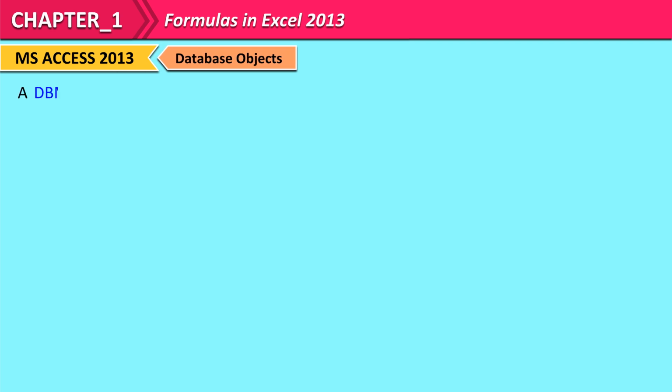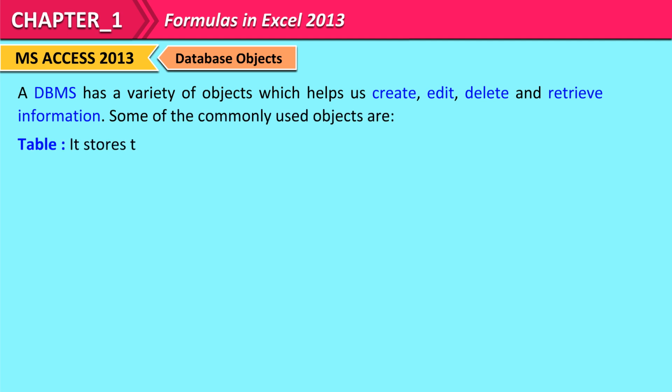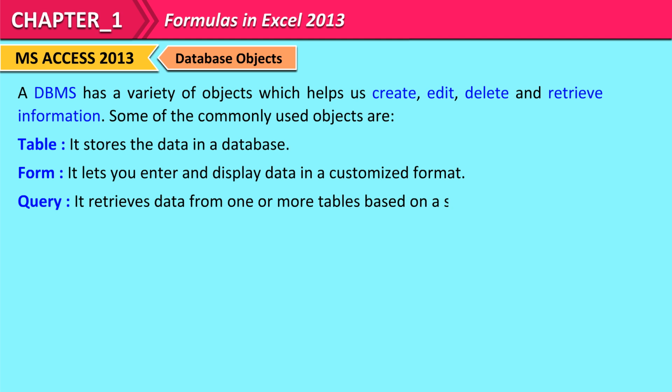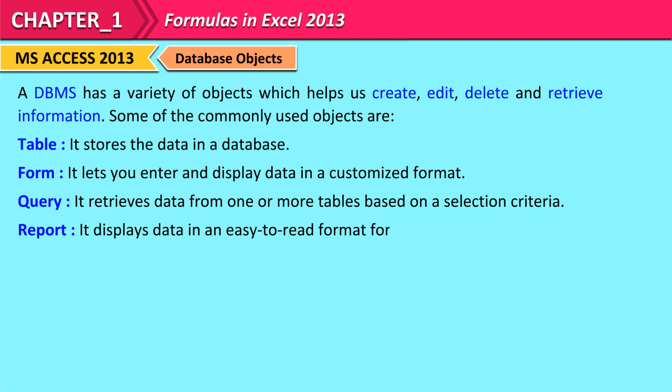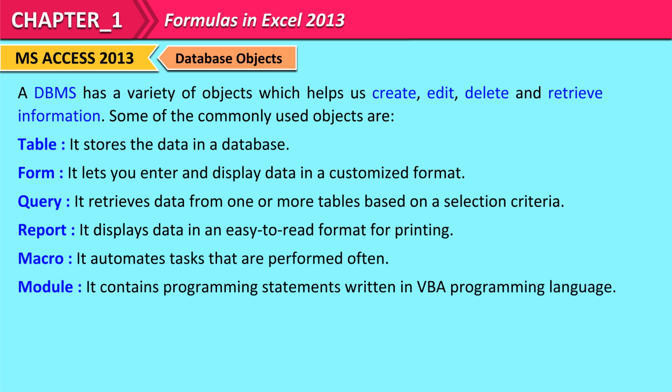Database objects. A DBMS has a variety of objects which helps us create, edit, delete, and retrieve information. Some of the commonly used objects are Table. It stores the data in a database. Form. It lets you enter and display data in a customized format. Query. It retrieves data from one or more tables based on a selection criteria. Report. It displays data in an easy-to-read format for printing. Macro. It automates tasks that are performed often. Module. It contains programming statements written in VBA programming language.